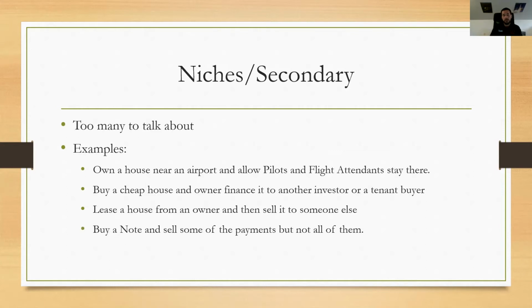Buy a note and sell off some of the payments, but not all of them. So this is kind of a weird one, but let's say that I came to you and I'm just like, hey, I want to buy this property, but I don't have the money. And you say, well, okay, I'll buy it and I'll hold the note on it. I go, okay, great. So we buy a property together basically, and I'm making payments to you.